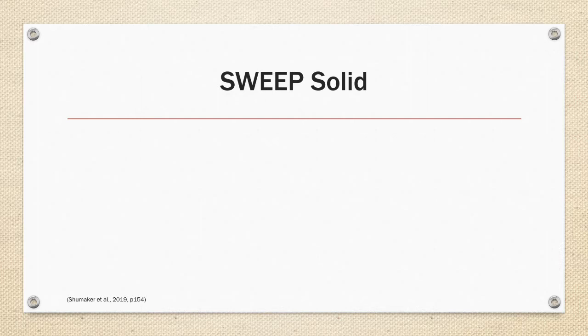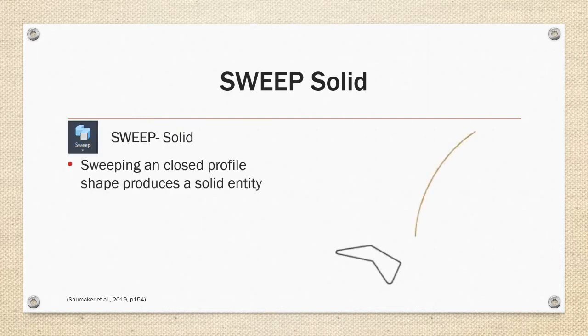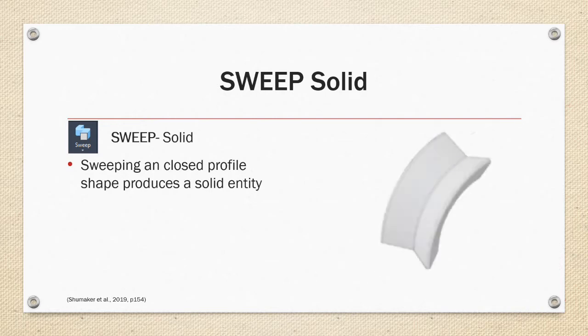Sweeping solids. Sweeping solids in AutoCAD involves sweeping a closed profile shape as shown on the right to produce the swept solid entity shown in the example on the right. Now let's go to AutoCAD and see how to sweep a surface and a solid.